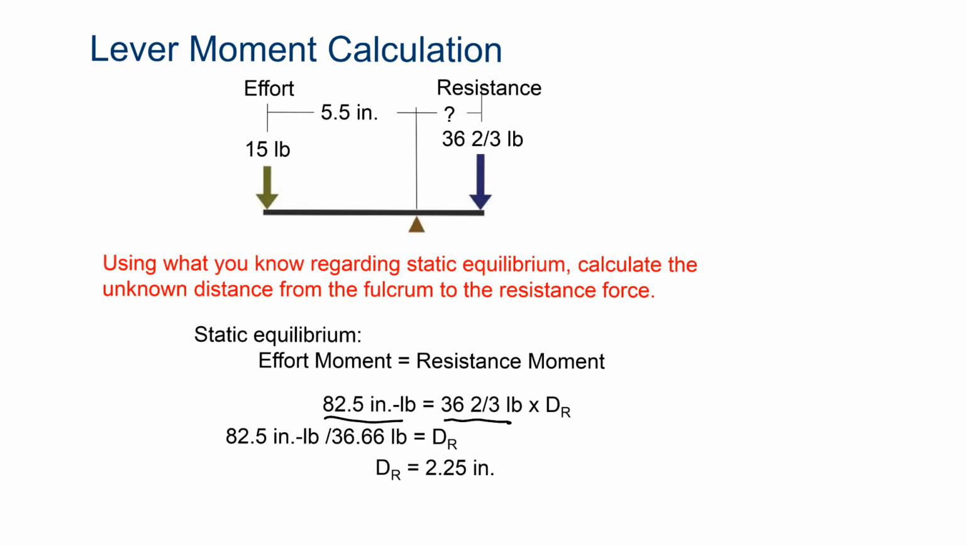So divide both sides by 36 2/3, and this is something that drives me nuts about their PowerPoints. They start off with 2/3 there and then randomly change it to 36.66 there. They do that all the time. It should be 36.66 everywhere, but that's okay. So when you divide that out, you get 2.25 inches. And we're going to be doing more examples of practice problems like this later on.